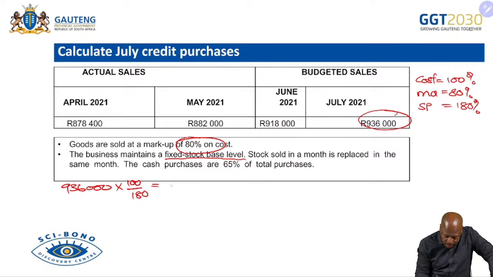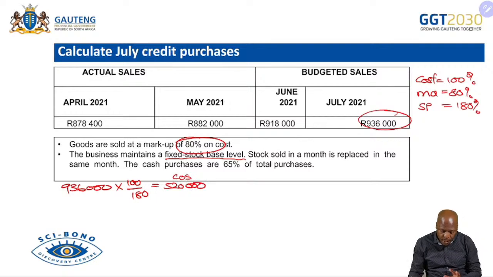How much does that give you? Please punch that in the calculator. It will give you 520,000. This is now the cost of sales. Are you following me? This is the cost of the goods that we sold in the month of July, and whatever we sell is replaced in that particular month. So we bought again goods of 520.